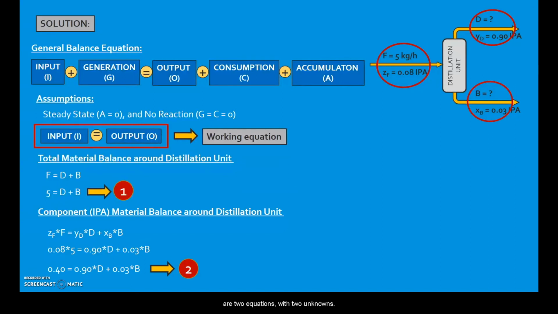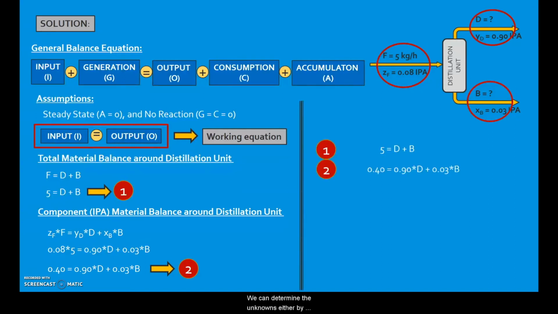What we have at this point are two equations with two unknowns. We can determine the unknowns either by substitution or elimination. For this problem, let us consider elimination. I will start by multiplying equation 1 by one of the coefficients of the unknowns in equation 2. It doesn't matter which one. Let's use 0.9. Simplifying the resulting equation yields 4.5 equals 0.9 times D plus 0.9 times B. We can now proceed by subtracting equation 1 and equation 2.